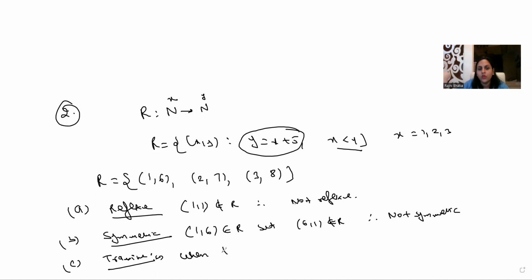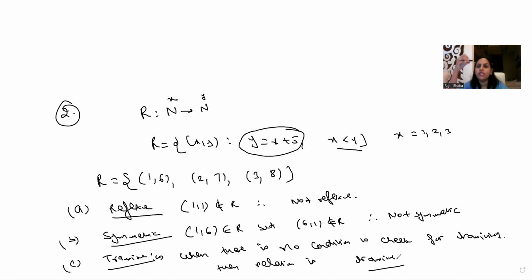So we will write when there is no condition to check for transitivity, then relation is transitive. यहाँ पे हमारे पास a, b थे बट b, समथिंग नहीं थे. That's why the relation is transitive. Now we'll move to the third question.